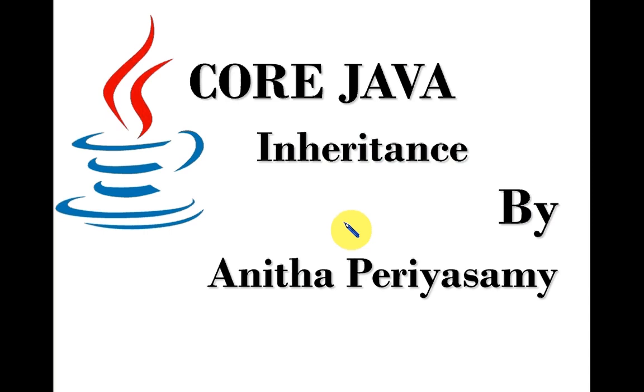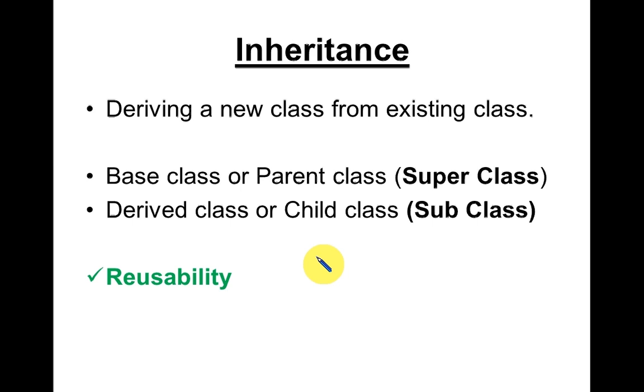So now we are going to see one of the important OOPS concepts, namely inheritance. So what is inheritance? Inheritance is deriving a new class from an existing class. With the help of inheritance, methods and variables of one class can be easily reused in another class.